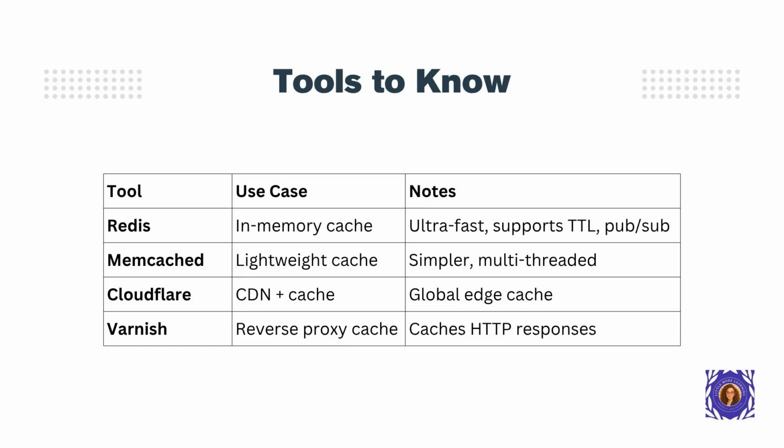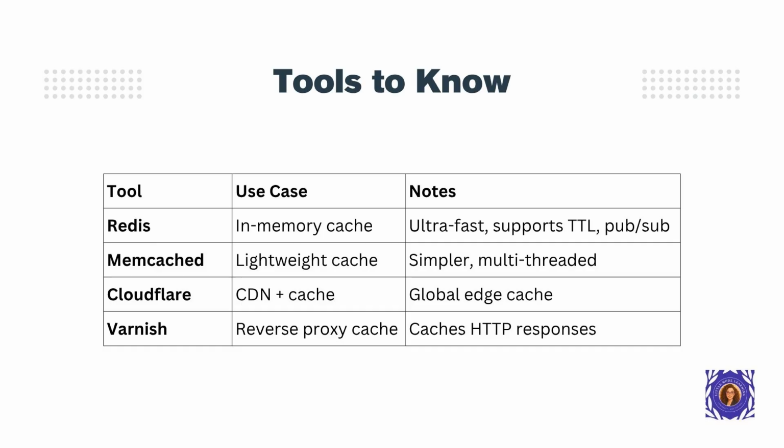Memcached, another open-source, high-performance distributed memory caching system. It's generally simpler than Redis, focusing primarily on key-value storage for caching. It's often favored for its multi-threaded architecture and ease of deployment for simple caching needs.